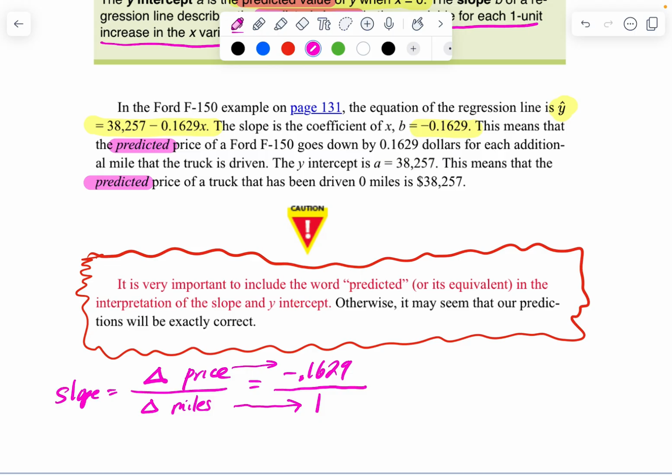So if we look at how it was worded up here, the predicted price of a Ford F-150 goes down by $0.1629 for each additional mile that is driven. Okay? It's really important that we put the word predicted in there, because it doesn't mean that for every F-150 the price goes down by 16 cents a mile. This is a prediction based on all the data we have. So it's not perfect, right? So this is going to be the predicted decrease in the price. It's going to go down about $0.1629 for every 1 additional mile that it has been driven.